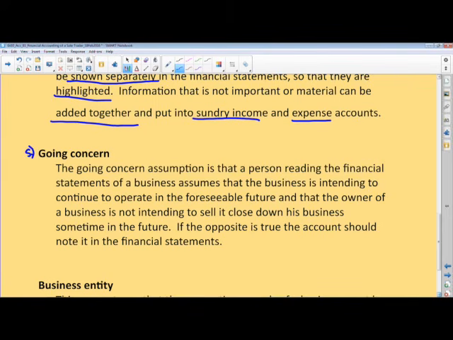The going concern assumption is that a person reading the statements of a business assumes that the business is intending to continue to operate in the foreseeable future and that the owner of the business is not intending to sell or close down his business sometime in the future. If the opposite is true, the accountant should note it in the statement.